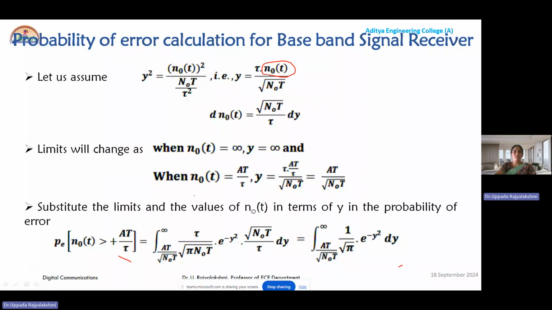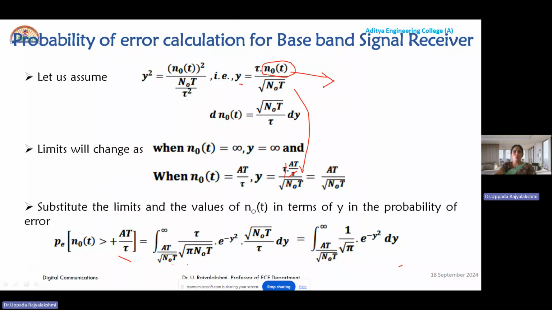And lower limit, let us come to the lower limit. When n naught of t is A t by tau, then y will be tau into A t by tau by root N naught t. So here, which terms get cancelled? Tau gets cancelled. So A t by root N naught t.